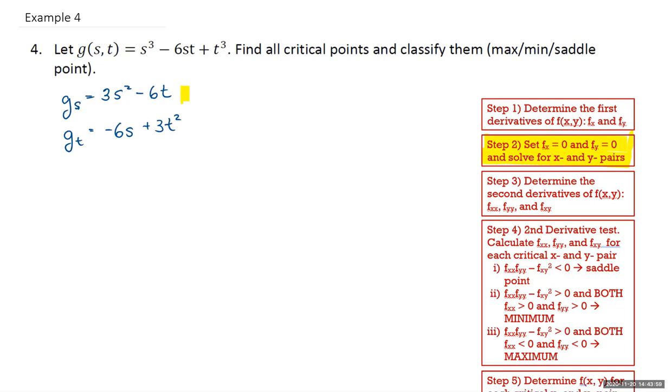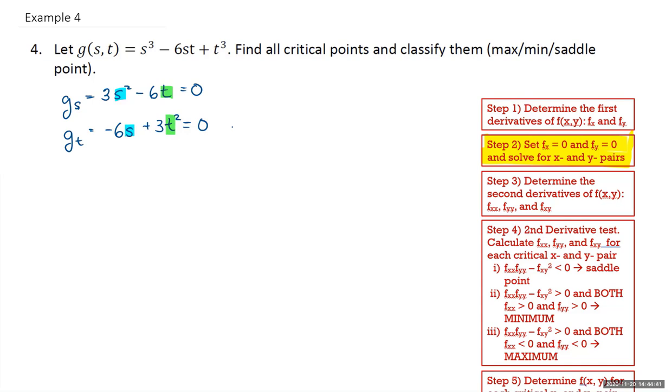So setting these both equal to 0, I now have to decide the process I'm going to use to solve this system of equations. I'm calling this a system of equations because I have an s variable in both equations and a t variable in both equations. In other words, I cannot independently solve for s and t. If I were to just use this equation, I would get s in terms of t. If I were to solve this equation, I would get s in terms of t and vice versa. So they're not independent, and we call this a system of equations.